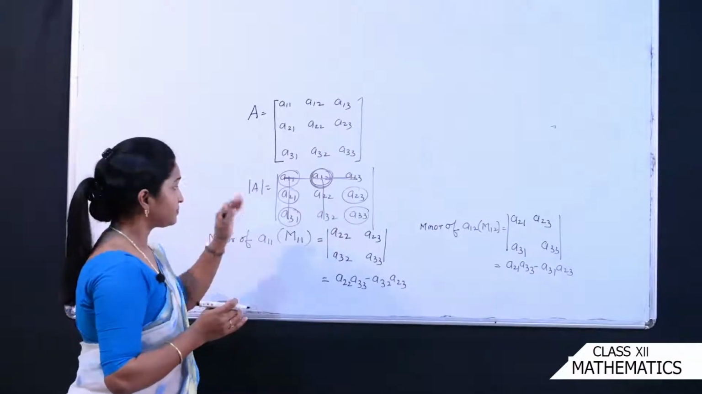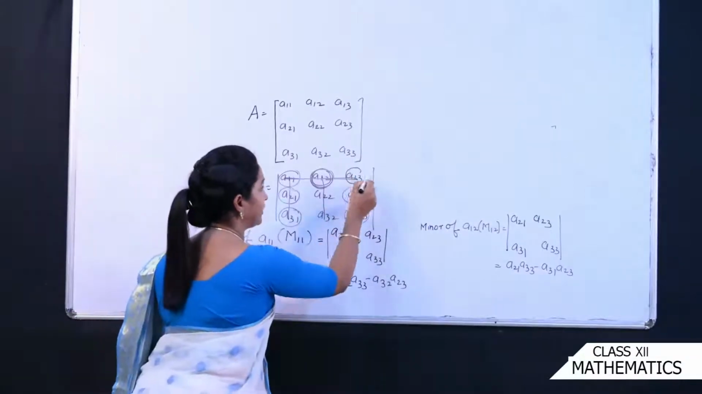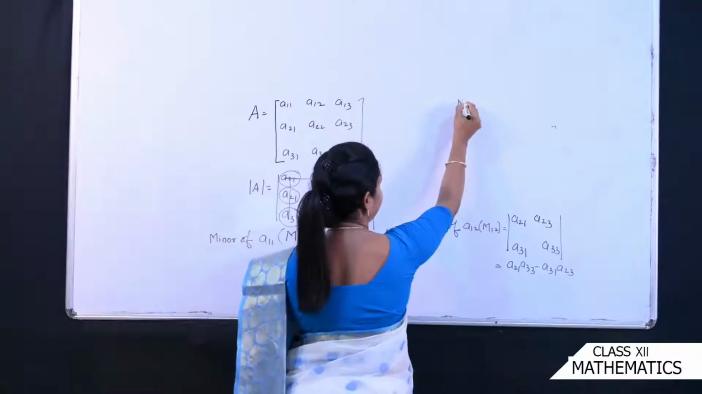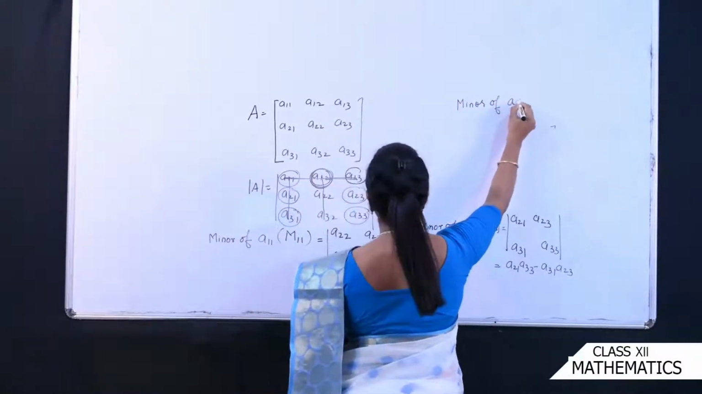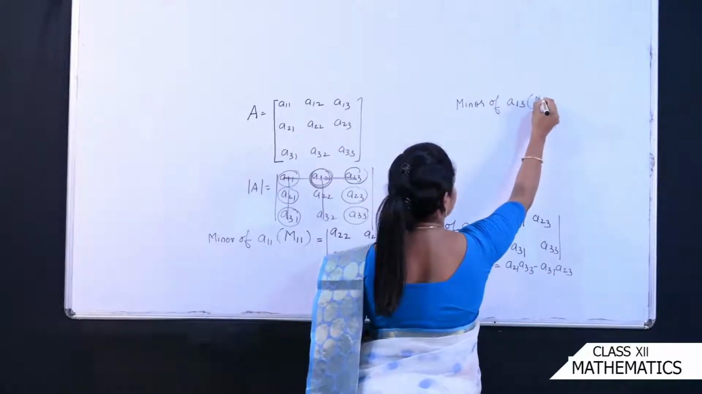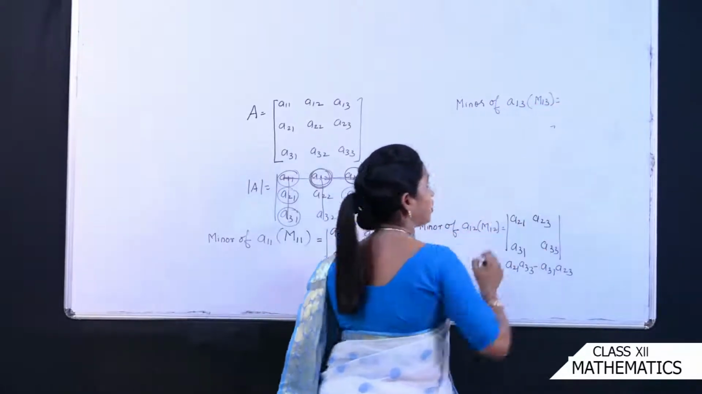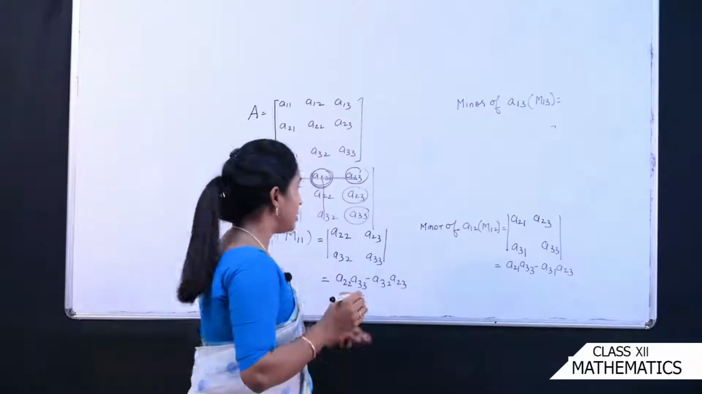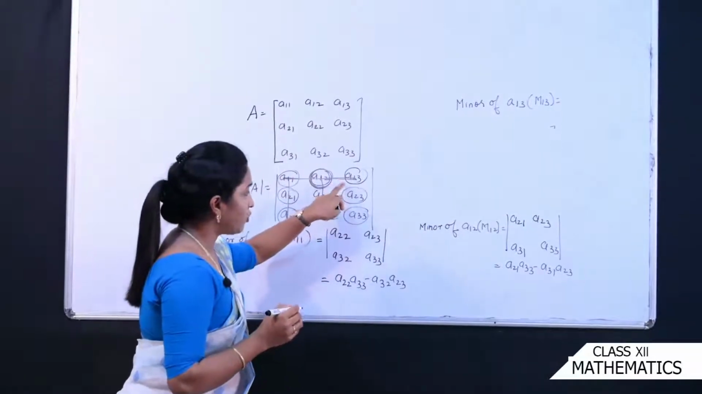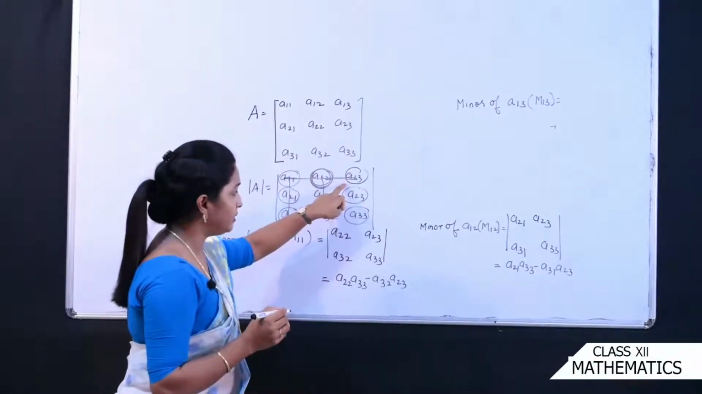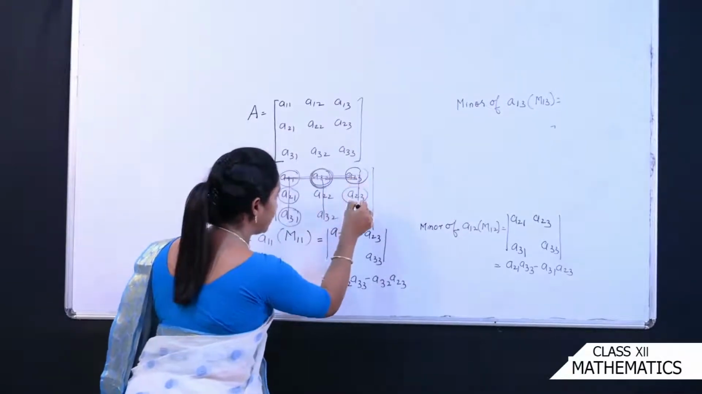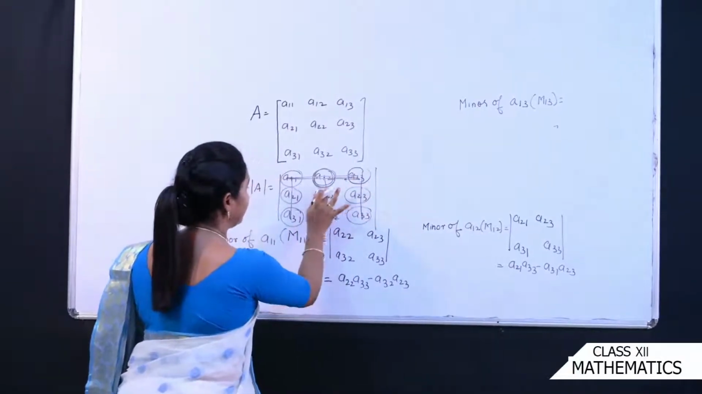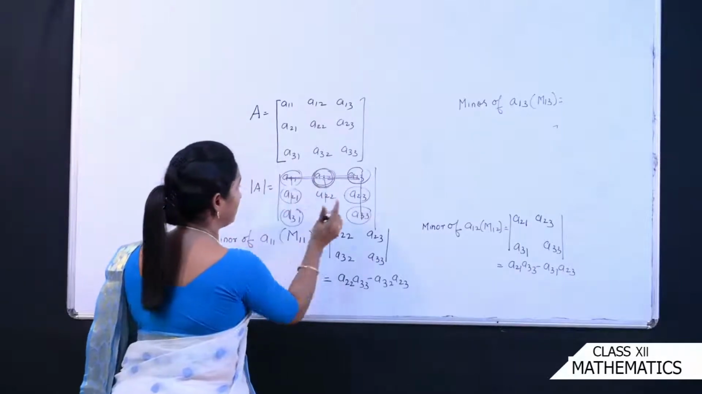Okay, clear? Now we'll come to the third one. हम देखते हैं third क्या है? That is minor of A13, which is AM13. Okay, normally denoted by AM13. So see here again, if you want to find the minor of this element, what you will do? You will delete the row and column in which it lies.